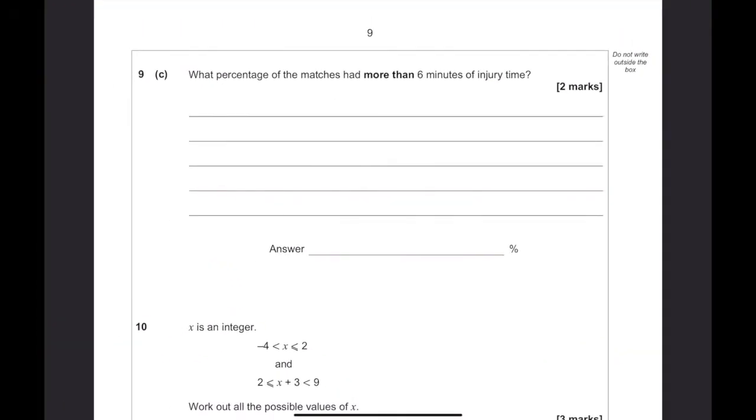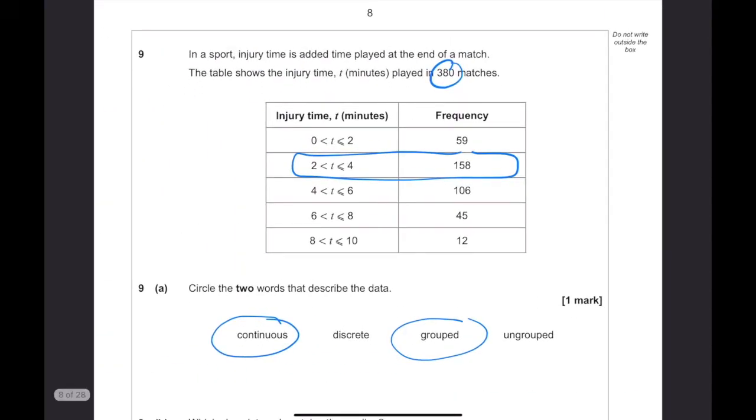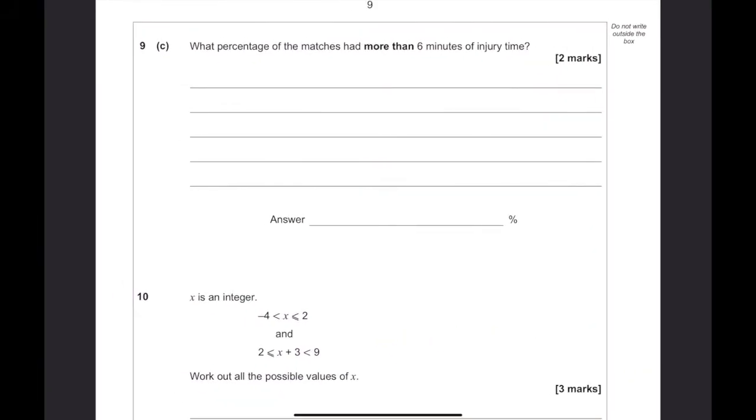What percentage of the matches had more than 6 minutes of injury time? So 6 minutes of injury time would be these two bottom categories here. So 45 plus 12 out of the total 380, and then times that by 100, gets us 15%.